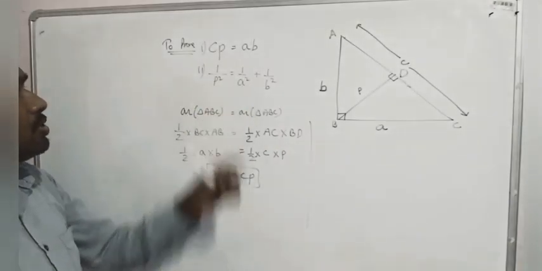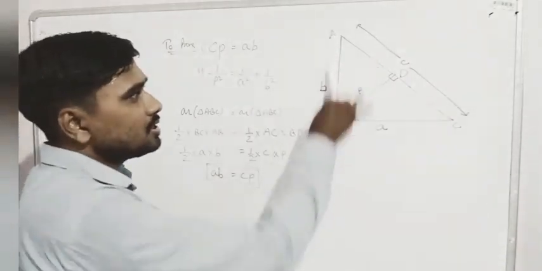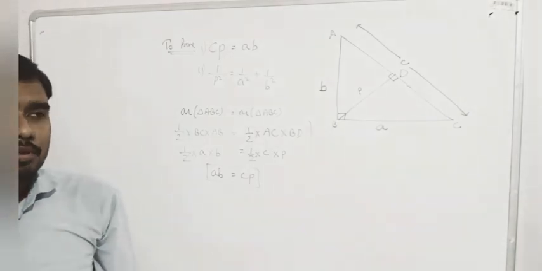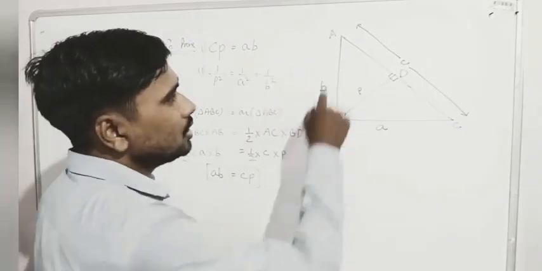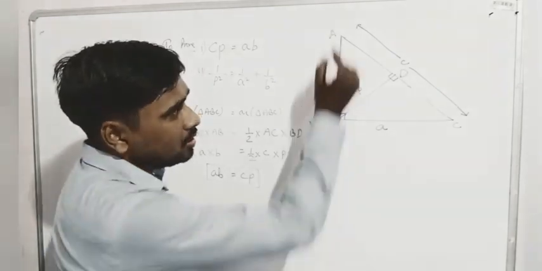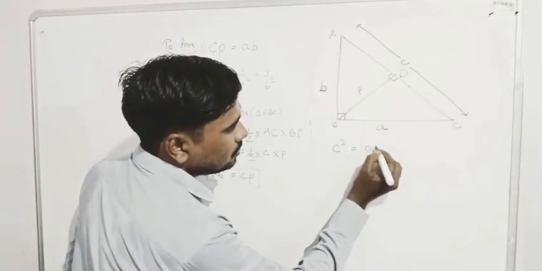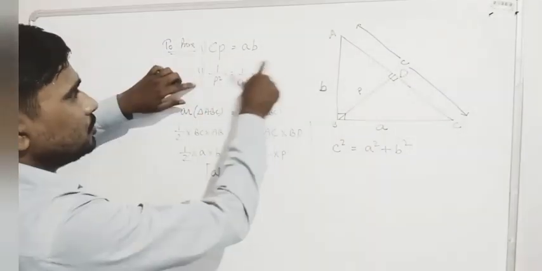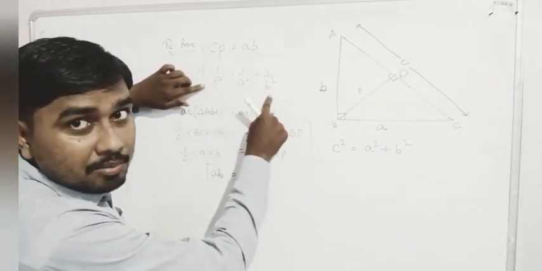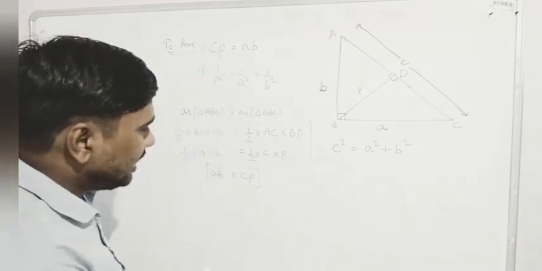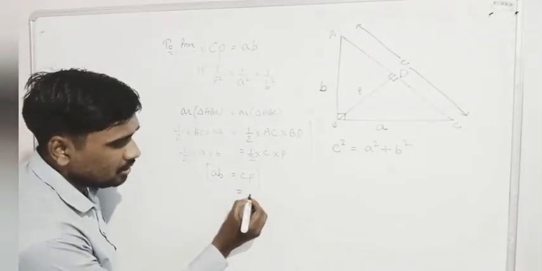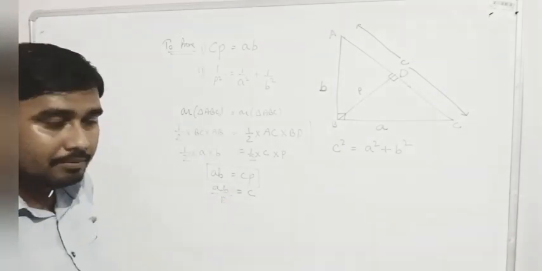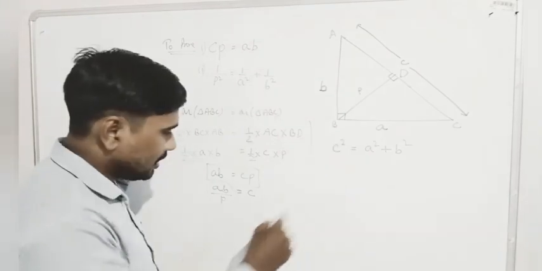1 by P square equals to 1 by A square plus 1 by B square. Since it is a right angle triangle, so we can write the Pythagoras theorem. So what is Pythagoras theorem? The hypotenuse square is equals to perpendicular square plus base square. So we can write directly C square is equal to A square plus B square. But in this proof, A square is there, B square is there, but C square is not there. That means from here we can find the value of C. Shift P this side, it will be AB by P. Now in place of C, you can write AB by P.